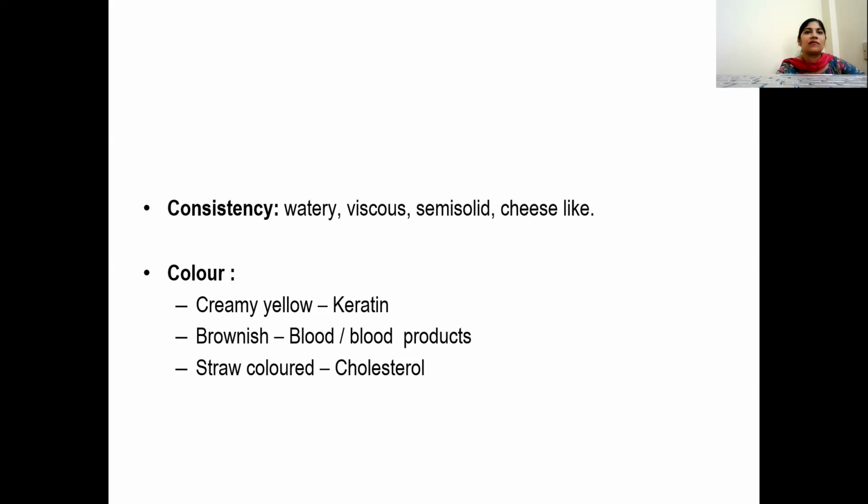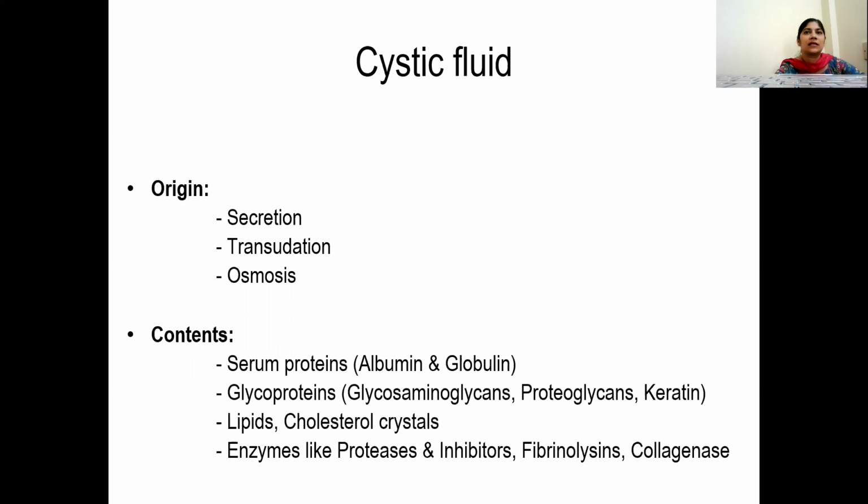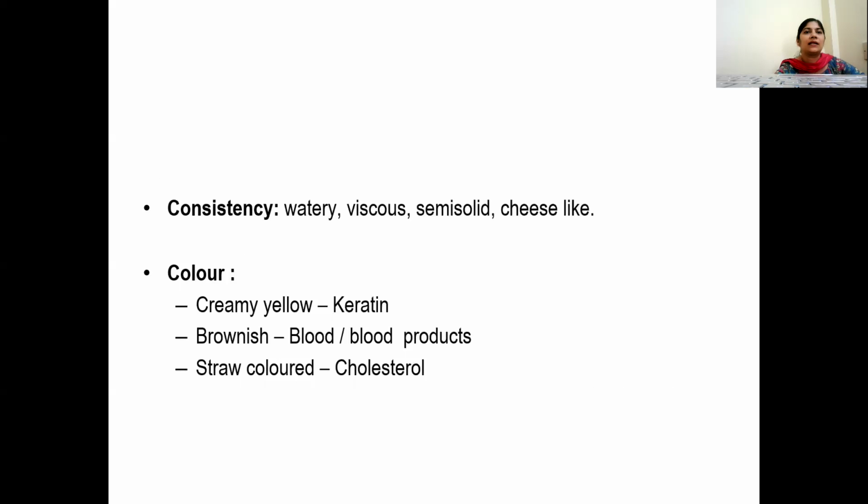The consistency of the cystic fluid is either watery, viscous, semi-solid, or cheese-like. The color is either grainy yellow, because of the presence of keratin. It can be brownish because of the presence of blood or blood products, or it can be straw colored because of the presence of cholesterol. So again, a cyst consists of cystic fluid, where the cystic fluid originates from, what the contents and the consistency of the cystic fluid are, and what gives the color to the cystic fluid. So that is generally about the cyst.